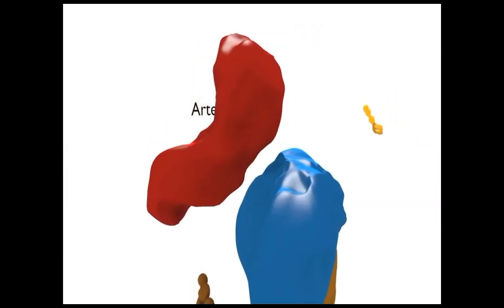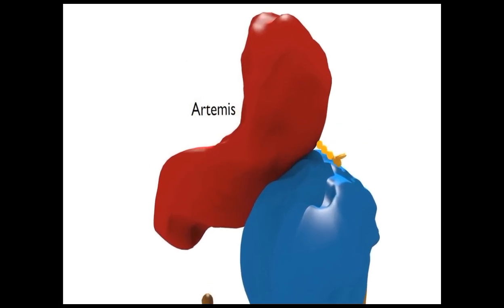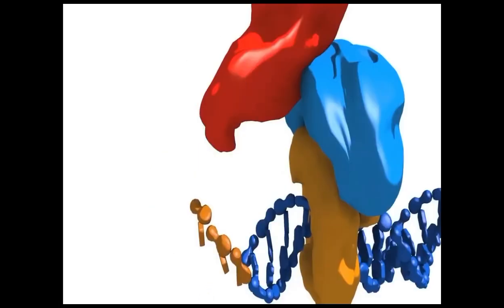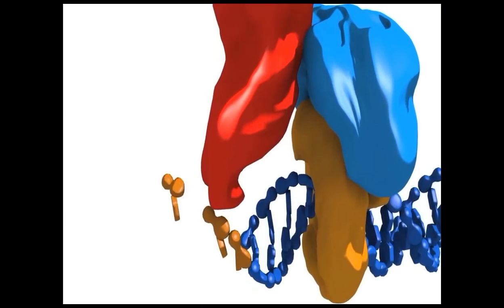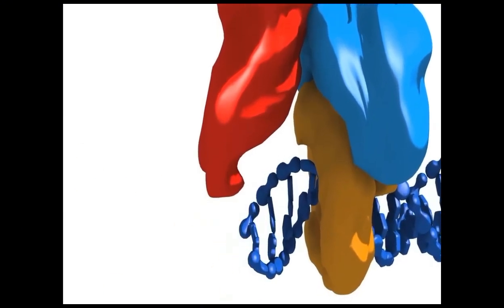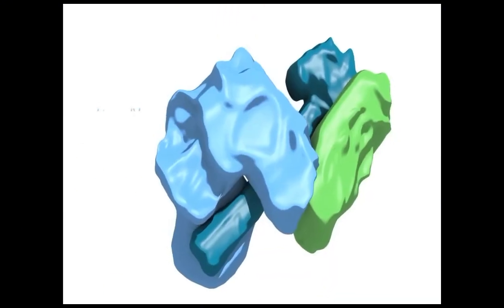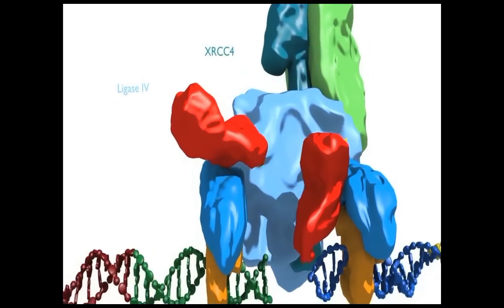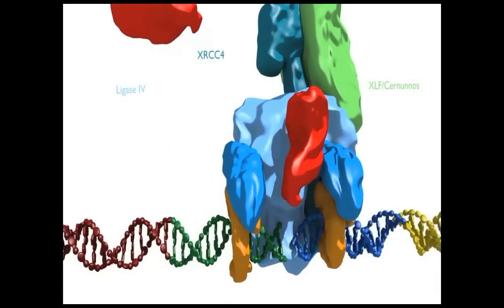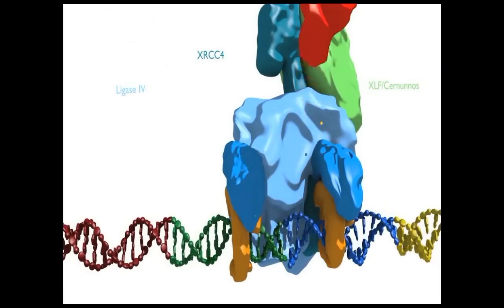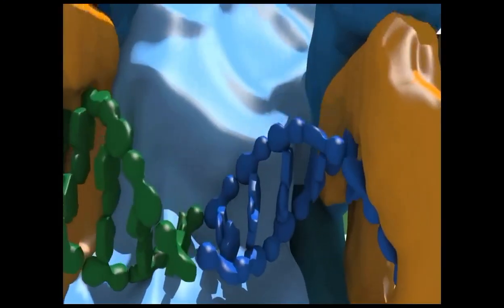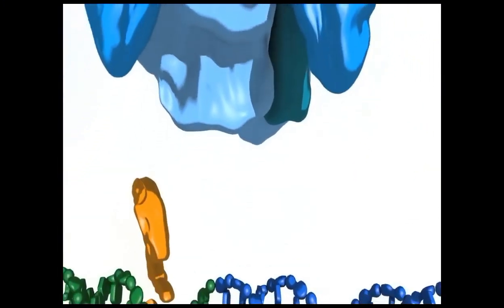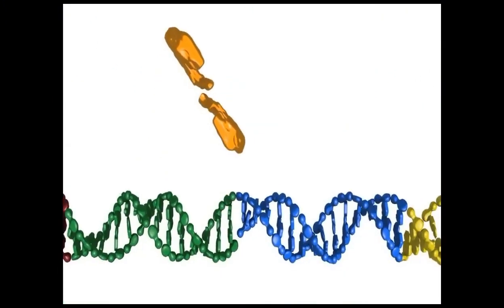DNA-PKcs recruits the nuclease Artemis and phosphorylates it. Artemis trims any single-stranded tails that are present at the break. Ligase 4, acting in a complex with XRCC4 and XLF-Cernunnos, ligates the broken ends together. As a result, the duplex is rejoined, but note that any region that was removed by a nuclease will be missing in the repaired duplex.